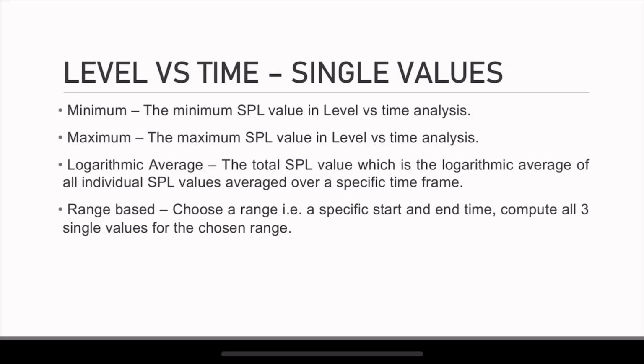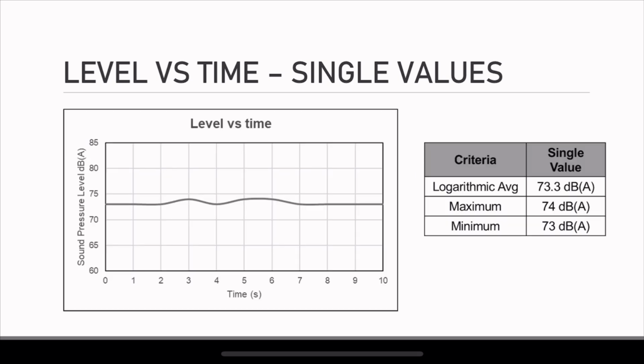And finally, we have range based. Again, we can choose a particular range and compute all three. So now you have here the level versus time analysis, and we have the minimum, the maximum, and the logarithmic average. Minimum and maximum should not vary too much because otherwise it means that levels are fluctuating very rapidly. They're not stable. And more important, we are using the logarithmic averaging and not the logarithmic sum because sound pressure level is with respect to time. So you want to average over a particular time window. You should not add the values. This is not the right approach, but rather averaging is the right approach. If you want to learn more about logarithmic averaging, check the link in the description as well.